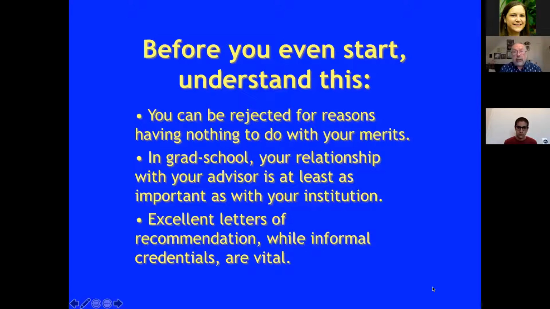The last thing you want to wrap your brain around here is that letters of recommendation, they were important when you applied to college, right? Well, they're much more important now because by this point you should have developed a track record of excellence in your studies and a demonstrated aptitude for performing research that you want people to comment on.